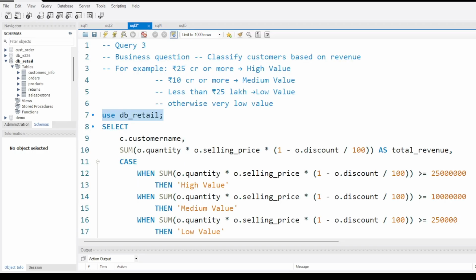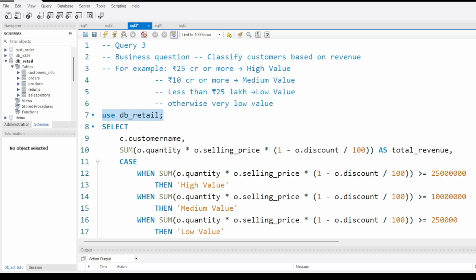Third business question. Suppose the company wants to classify customers based on revenue. Now let's add some business logic to this. Here we are using case when to convert a numerical value into a business category. If customer revenue is rupees 25 crore or more, it's high value. If it's rupees 10 crore or more, medium value. If it is less than 25 lakhs, low value. Otherwise, we consider it as very low value.